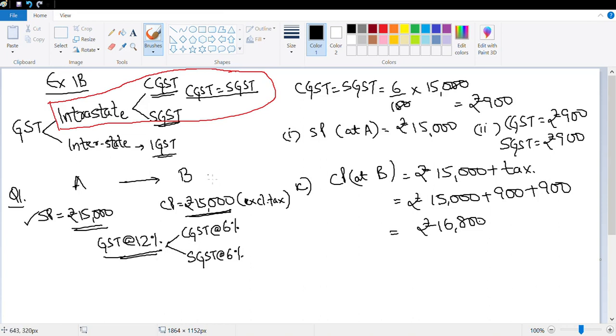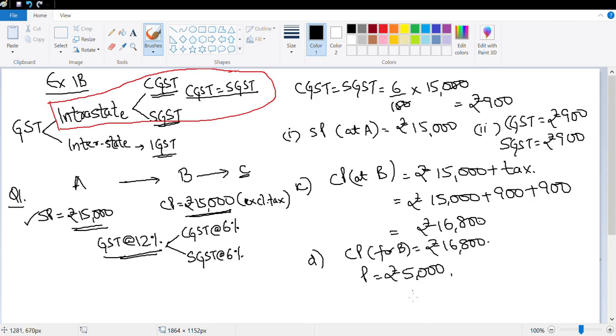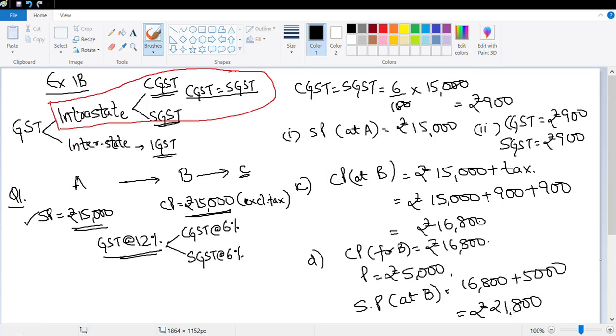And then the last part is, if profit is 5,000, find the SP at station B. So B is also selling it somewhere, let's say to C. So the CP for B is equal to rupees 16,800, and profit is equal to rupees 5,000. So SP at B will be equal to 16,800 plus 5,000, which is rupees 21,800. Perfect. Simple one.